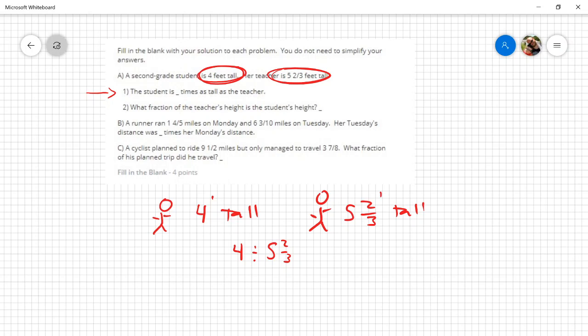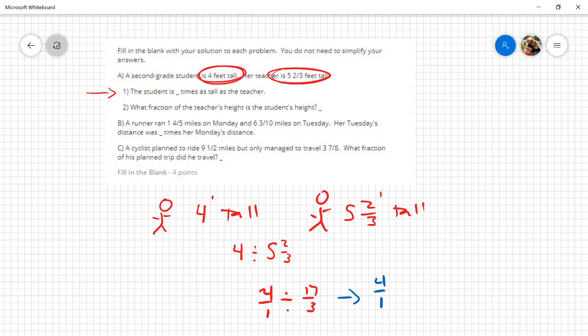Okay. So now we're going to change these. I'm going to take my 4 and change that into an improper fraction. So I got 4/1 divided by, I'm going to take the 5 2/3 and multiply 5 times 3, which is 15, plus 2, which is 17, over 3. Got that.